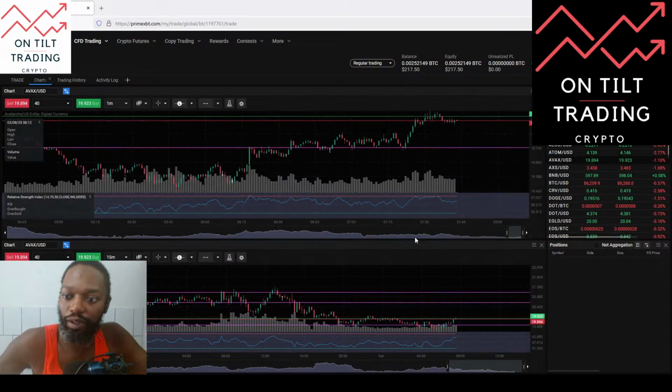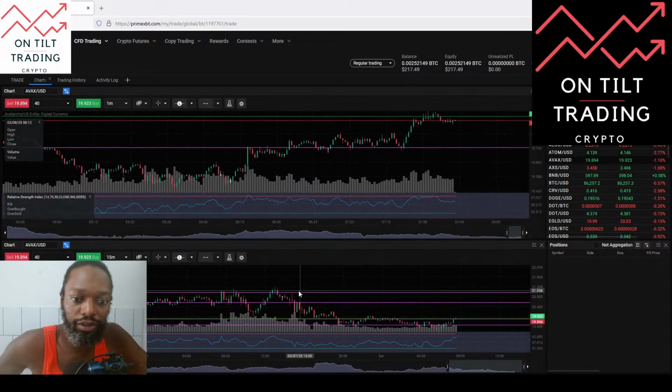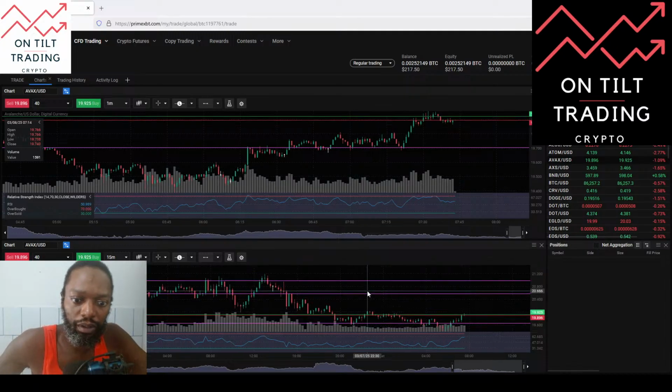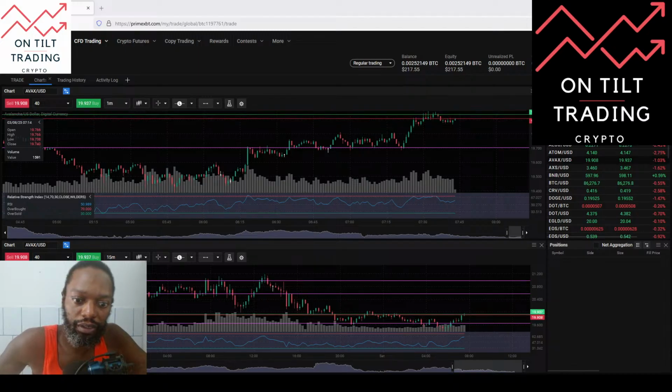Platform's getting sticky. All right, here we go. All right, here's the 15 on AVAX. Let's see. So right now we're sitting at S3, S4, R3, and R4. So this trade idea is an S3 to an R3 traverse.